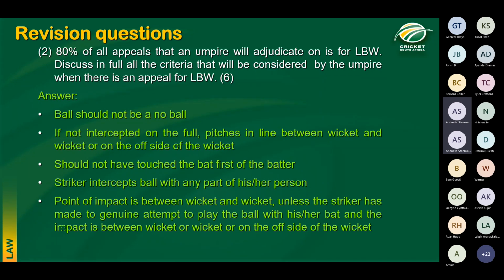And what is the last point that you need to consider for an LBW appeal? It would have gone on to hit the wicket. Yes, that is the last one. It's an important one. All 6 points are important, but you need to make that judgment call. Would, according to you, that ball have gone on to hit the wicket? If you tick all these points correctly, you can give the striker out LBW. Well done.